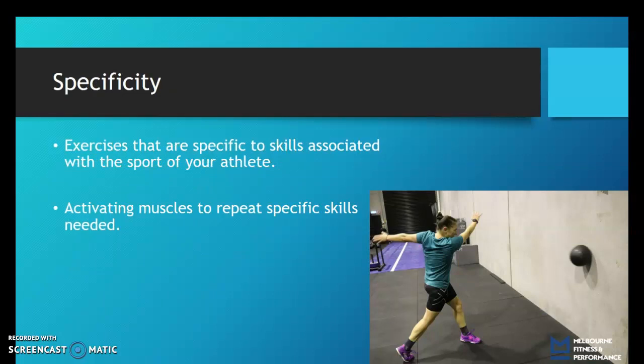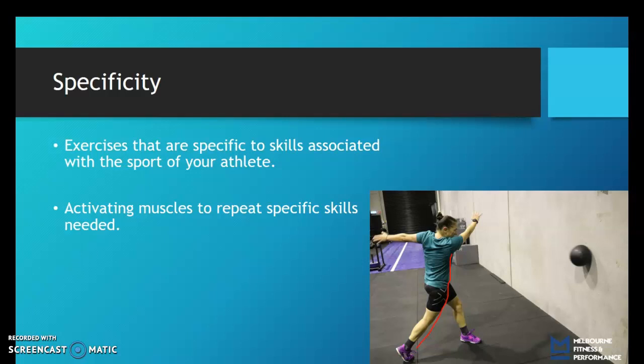We also have what we call specificity. So these are exercises that are specific to the skills associated with your sport. So I've got this woman here in this picture, and we're going to say that she's a golfer. And you can see that she has turned her body to throw the ball against the wall. And it's not very dissimilar to how my body might look as I follow through with a golf swing.